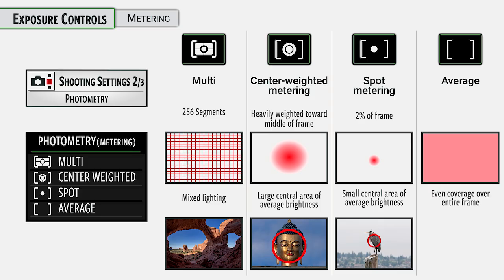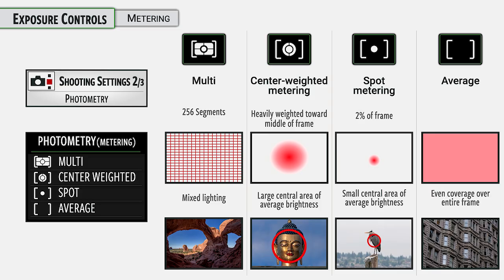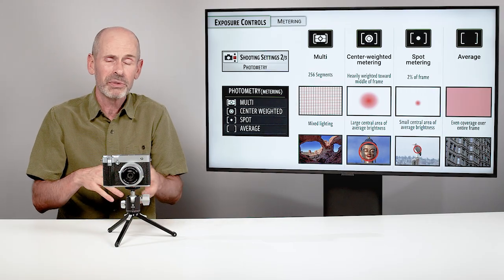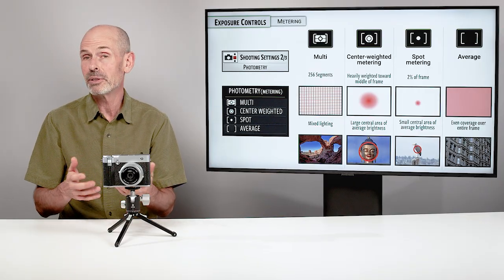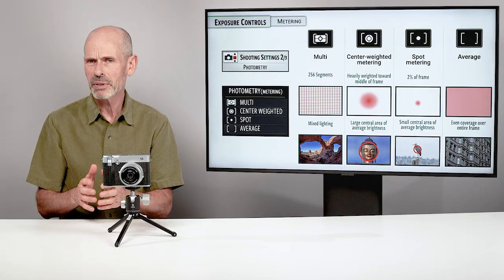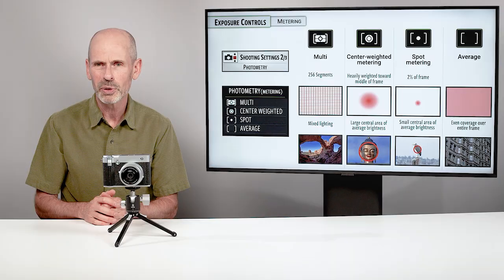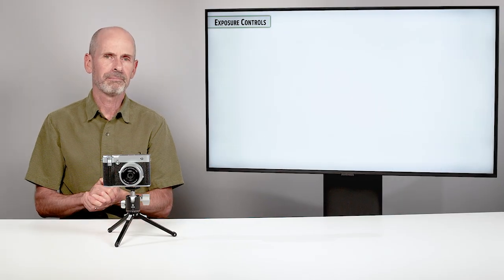Now, there is also an average metering where it just measures everything coming in evenly. I'm not sure when this would be the best, but if one of the other ones or all 3 of the other ones aren't working for you, this is an option that you may try, but I don't have a good specific recommendation for who and where that is going to be best.